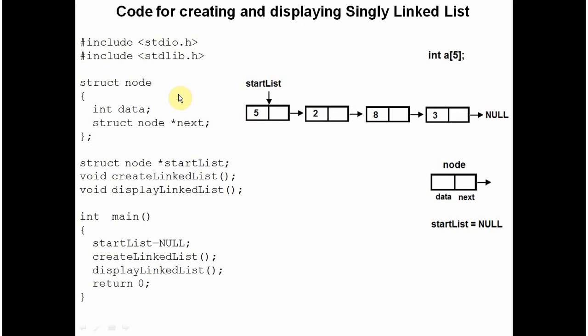So I'm beginning with my lecture. This is the code for creating and displaying a single linked list. You can see that you need a structure. I am just creating a single linked list which comprises only integer values. You can have strings also. You can have float values. You can have more than one data member. You can have a string, integer, float combined into a node.